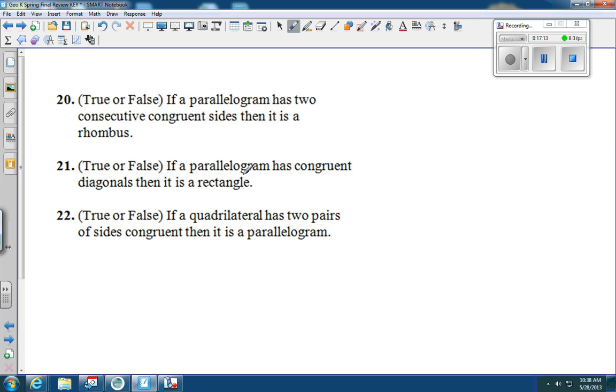Okay, 20, 21, and 22. If a parallelogram has two consecutive congruent sides, then it is a rhombus. Well, if you think about a parallelogram, if it has two consecutive congruent sides, so if these are congruent, and it's definitely a parallelogram, then these have to be congruent. So yes, it is a rhombus. Okay, if you have a parallelogram that has congruent diagonals, that's one of the properties that we learned. If it has congruent diagonals, then yes, it is a rectangle.